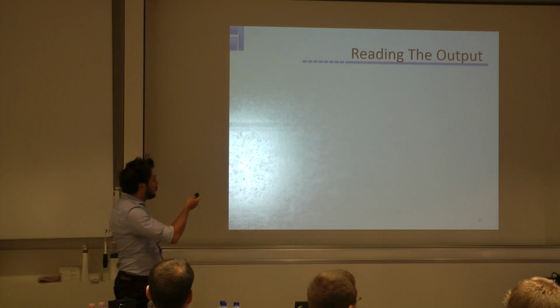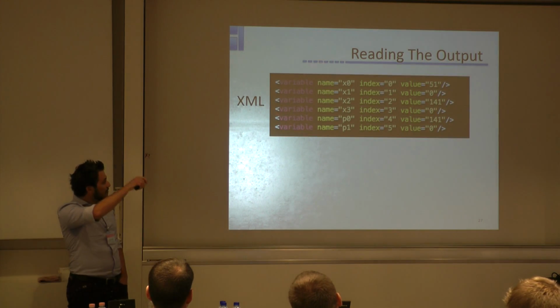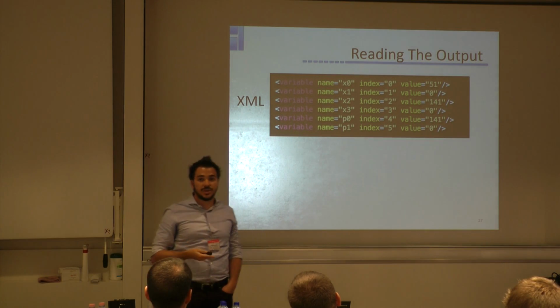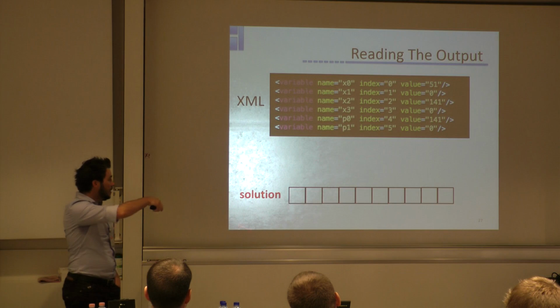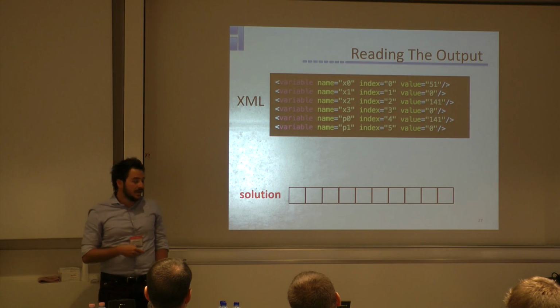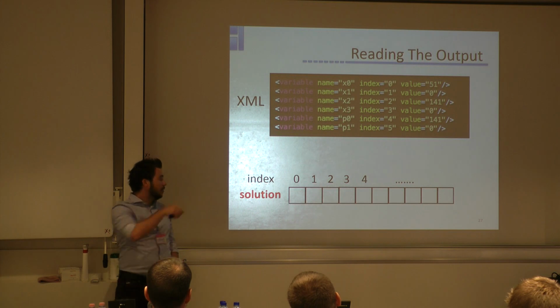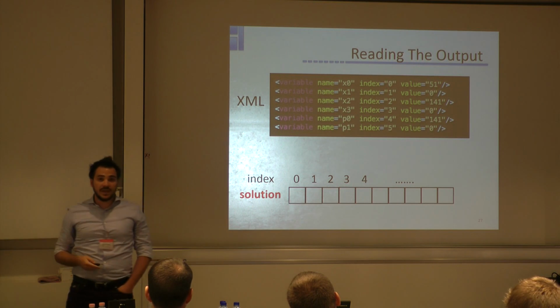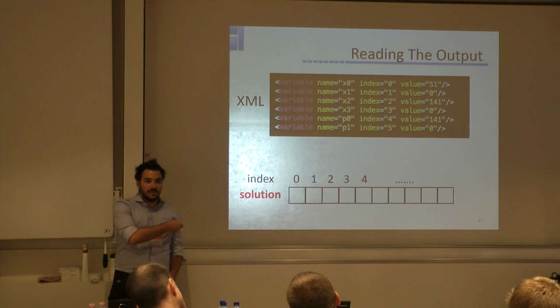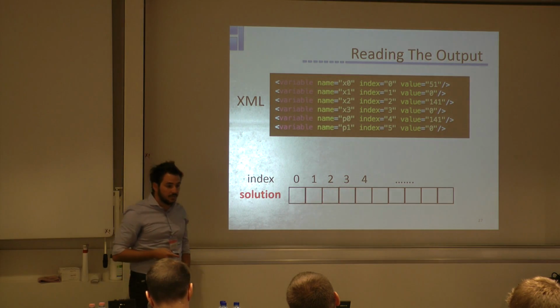The last step is just reading the output. Given the fact that the XML was made this way, we can just use the same method here. So we will have a solution vector, a solution array that we will define with the indexes of the variables, and we can either use local indexes or global indexes, as we saw before.